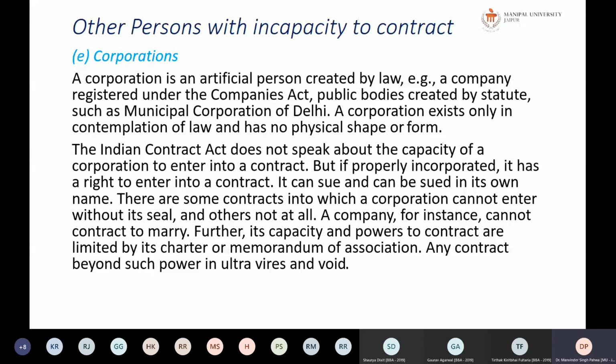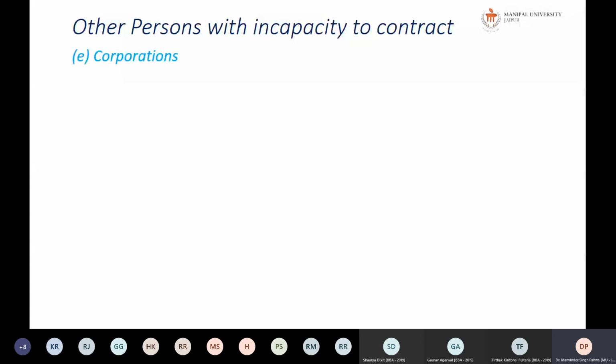So whenever a person has to enter into a contract with a particular company, it is the duty of that person to see the memorandum of association and articles of association of the company, and it will be his responsibility to ensure whether the company is capable of entering into a contract or not, or otherwise he will be in problem because the contract will be declared void.